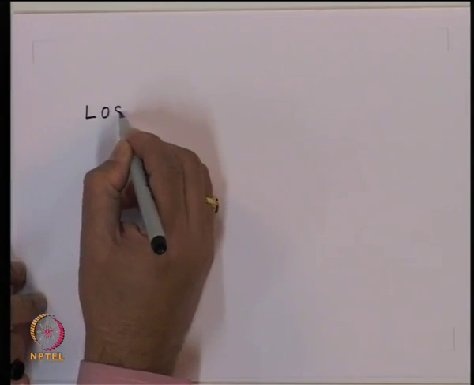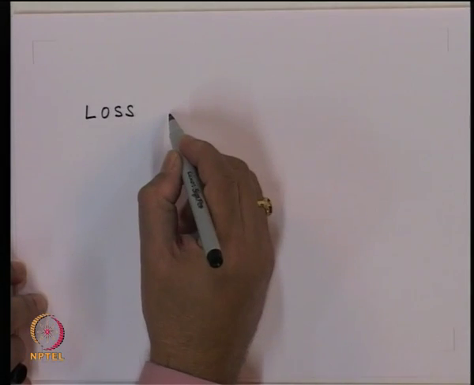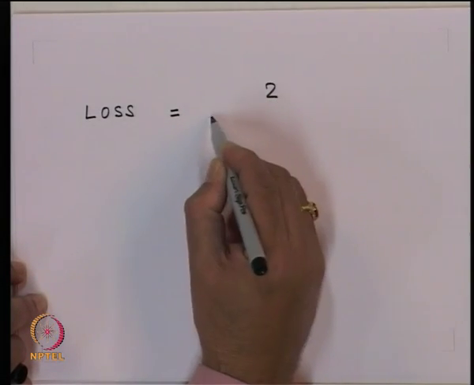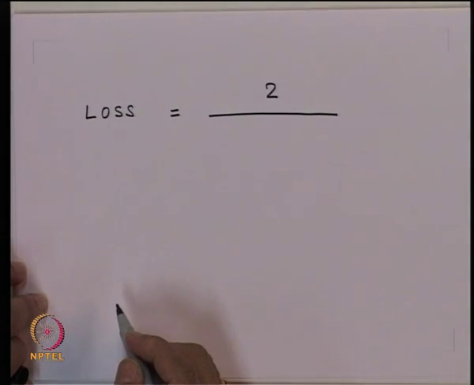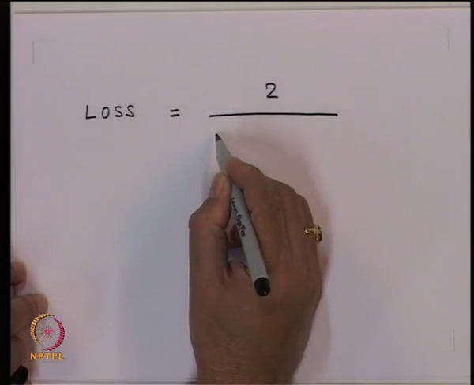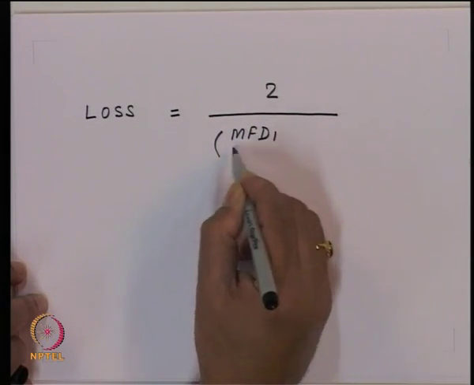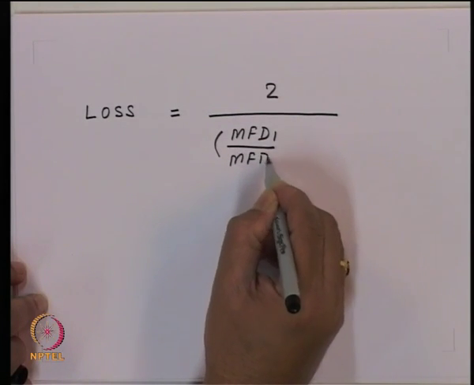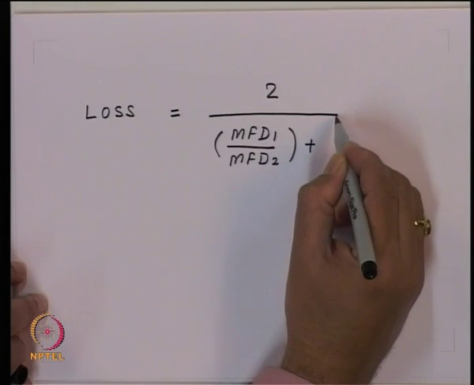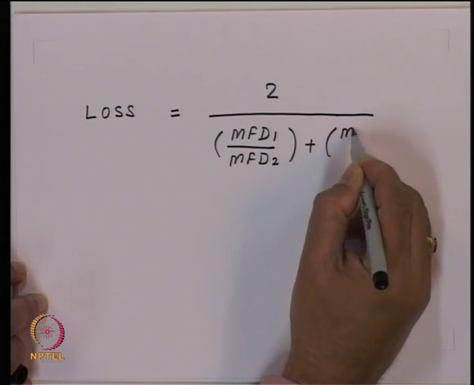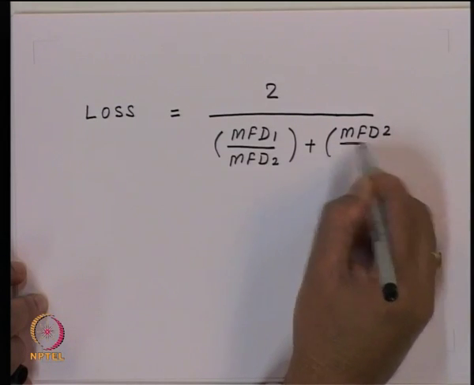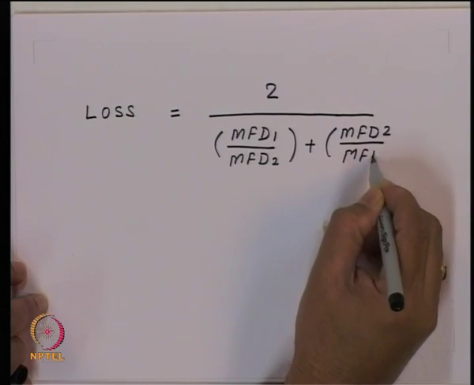The loss which takes place because of the mode field diameter is essentially given by the loss equal to 2 upon MFD1 upon MFD2 plus MFD2 upon MFD1.